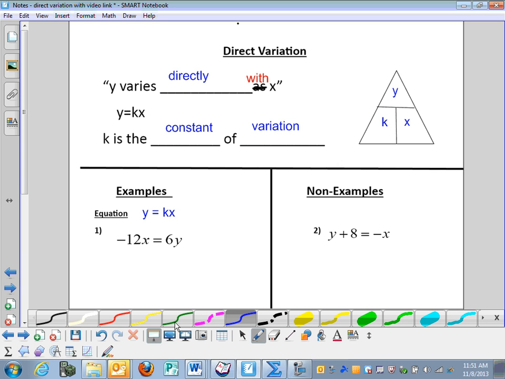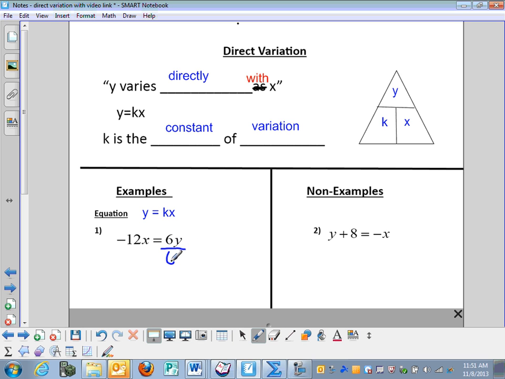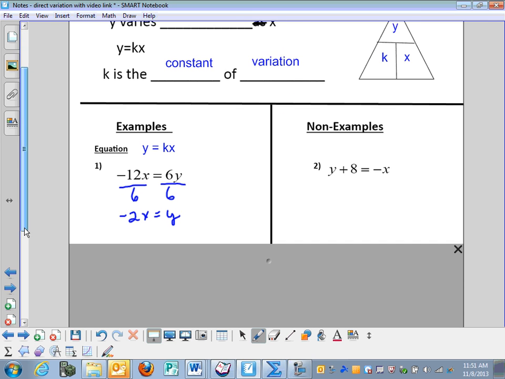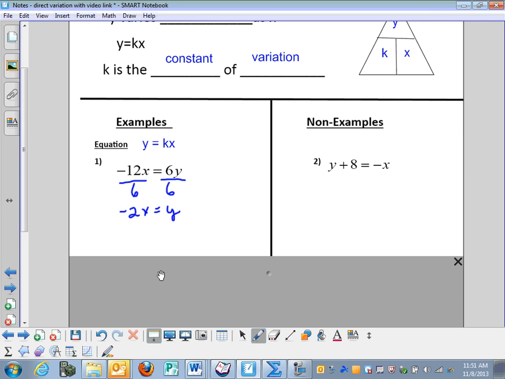So in the first example, I have negative 12x is equal to 6y. I need to isolate y, so I'm going to divide each side by 6. And I have negative 2x equals y. And using the symmetric property, I'm going to rewrite that as y equals negative 2x. This is in the form of y equals kx, so this is an example of a direct variation.